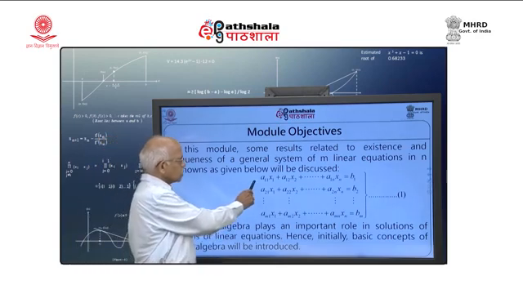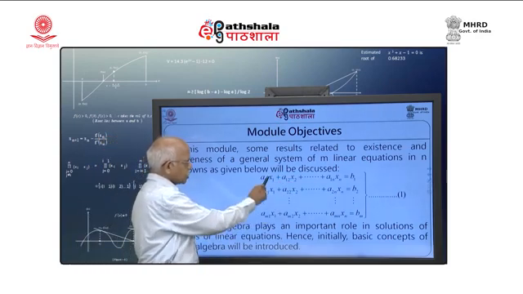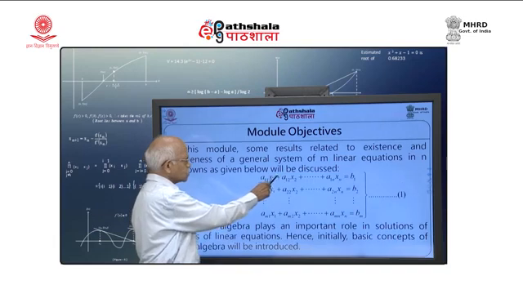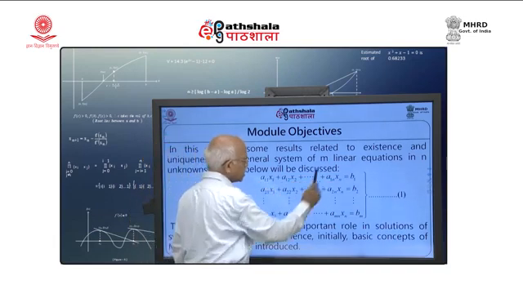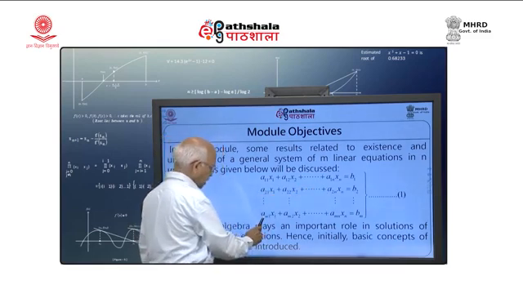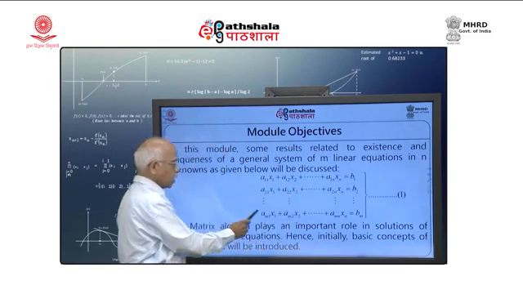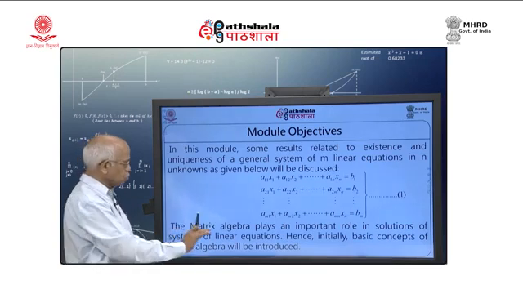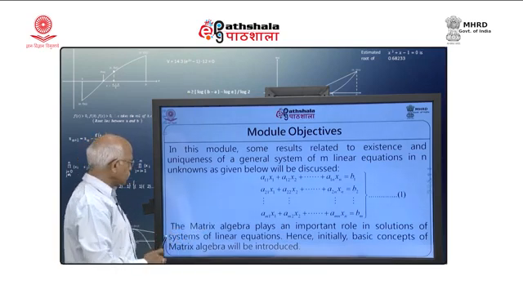This is the system of linear equations I am talking about: A 1 1 x 1 plus A 1 2 x 2 plus up to A 1 n x n equal to B 1, A 2 1 x 1 plus this equal to B 2, up to A m 1 x 1. So I am taking m equations in n unknowns, the most general system of linear equations I am looking at.